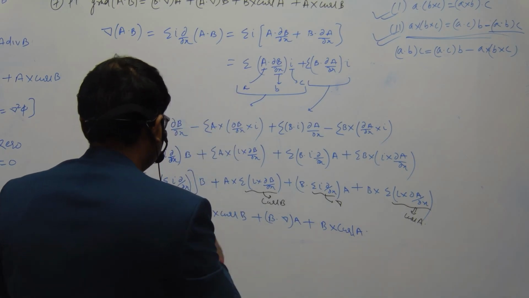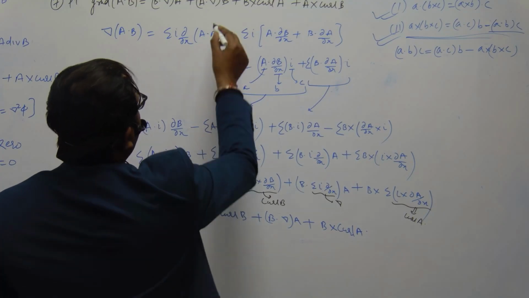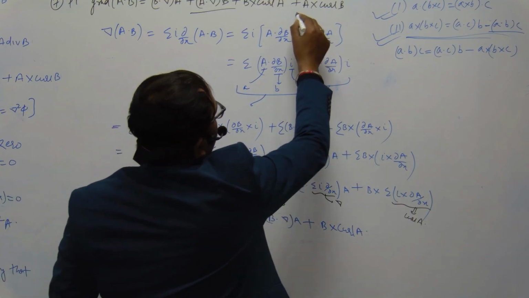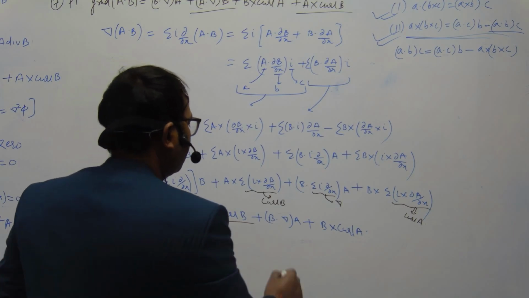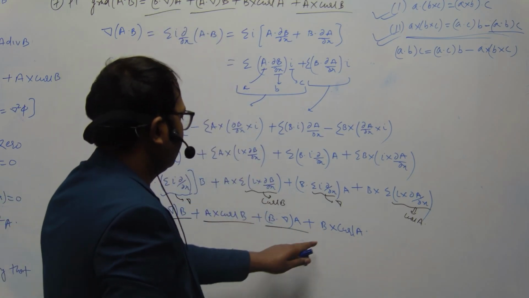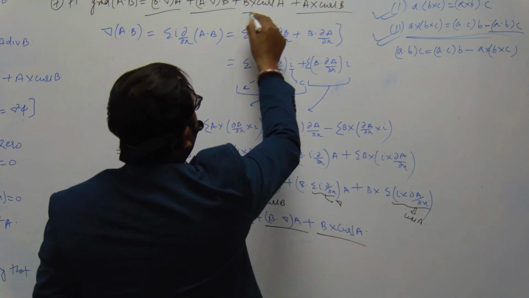So we have the first term as A dot del into B. Now we have A cross curl of B. Now we have B dot del into A. And at last we have B cross curl of A.